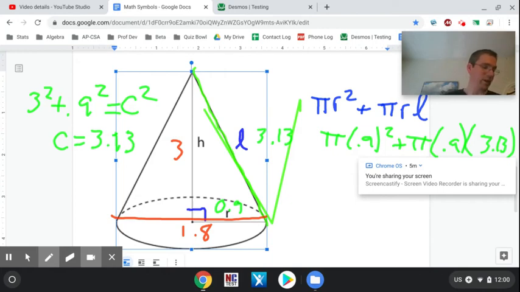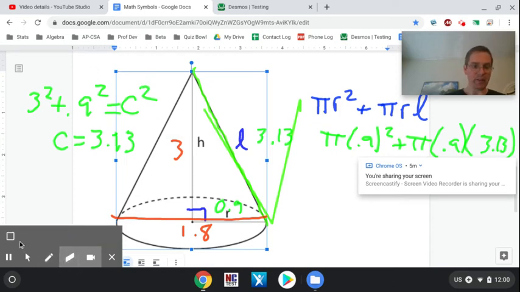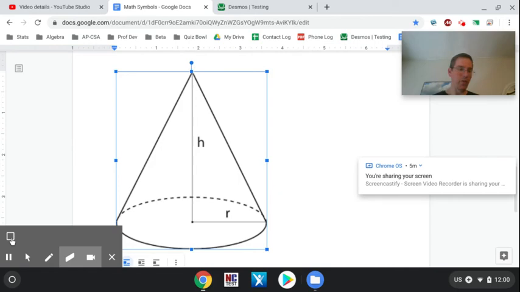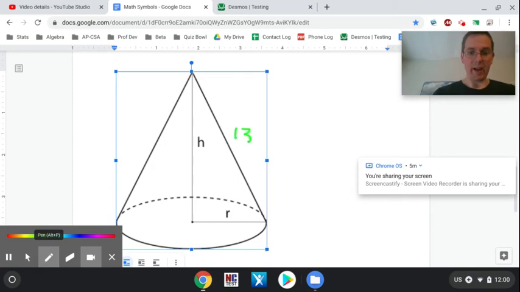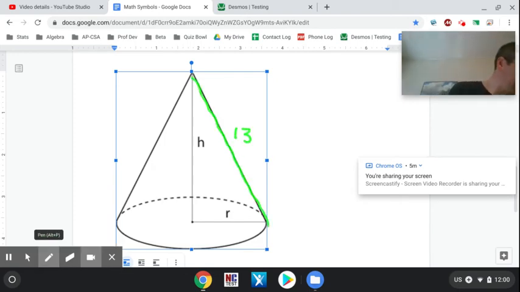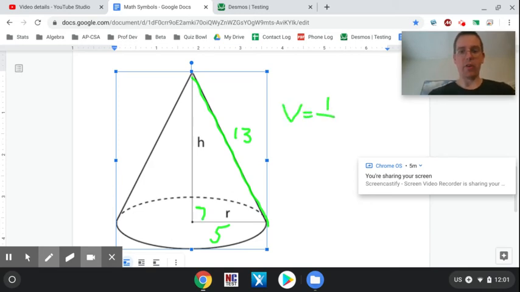On number 4, it was a similar problem. But this time they were asking for volume. But the issue here is they gave me information once again. They gave me my slant height, the outside piece of 13. They also this time were nice and gave me my actual radius of 5, but they did not give me my height. And the formula for volume of a cone is the volume equals 1/3 pi r squared h.